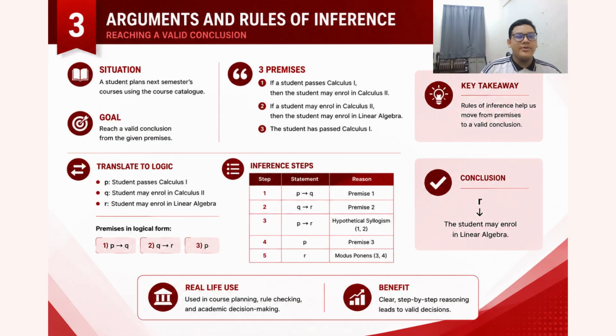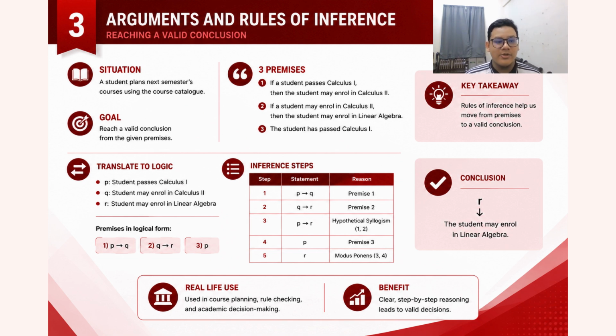Next, let's look at an example of how arguments and rules of inference are applied in a real academic situation. In this example, a student is planning their next semester's courses based on the university's course requirements. We are given three premises. The first premise states that if a student passes Calculus 1, then they may enroll in Calculus 2. The second premise states that if a student may enroll in Calculus 2, then they may enroll in Linear Algebra. The third premise tells us that the student has already passed Calculus 1.